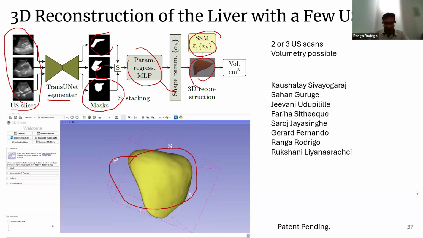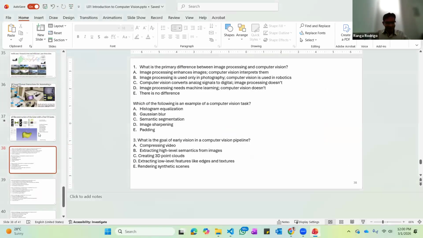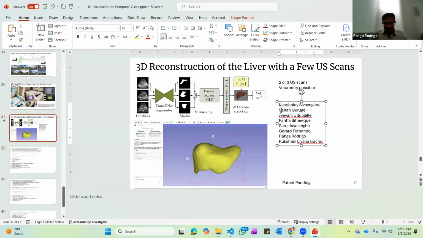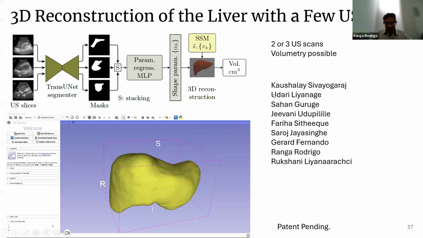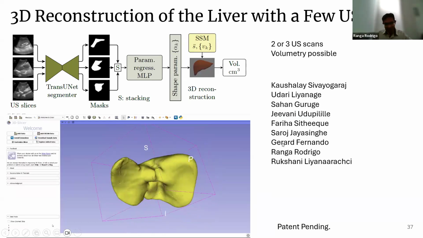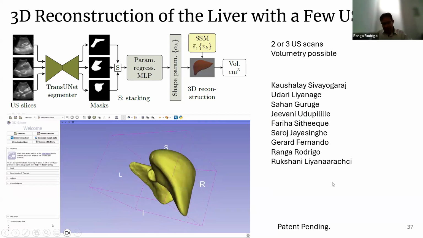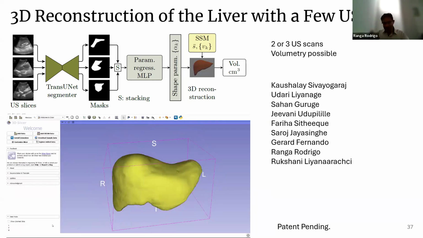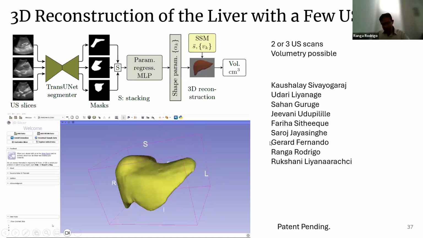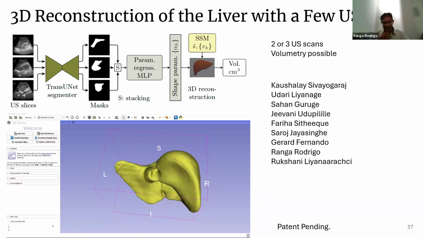You can see the radiologists are also involved. If I have forgotten to include the most important name here, bad me. So I will do that immediately. Professor Udari Liyanage. So these are radiologists at the University of Colombo. Professor Udari, Dr. Sanguruge, Dr. Jeevan Udupihille is in Peradeniya. We did this in collaboration with radiologists. This company, Zone 24/7, was involved. Dr. Gerard Fernando is from that company, and I think they are trying to commercialize this.